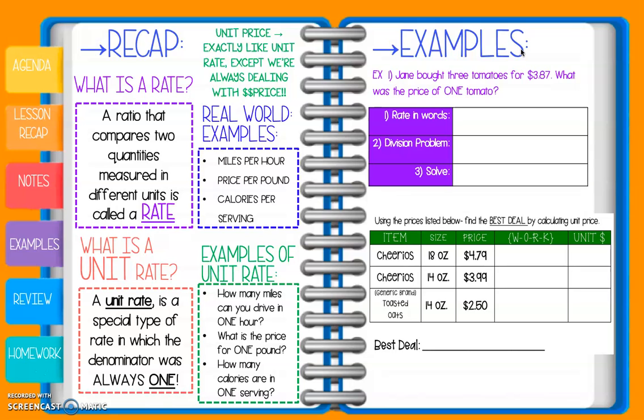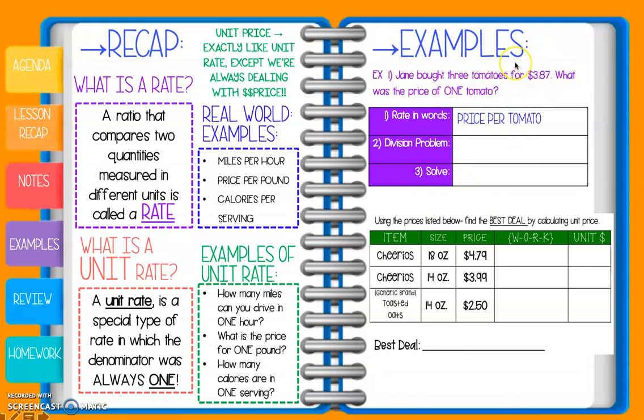So writing your rate in words is really easy. Price per pound, price per tomato, price per t-shirt, okay? So we're still going to use those same 3 steps that we used yesterday: write your rate in words, write your division problem, and then you can use your calculator to solve, okay? So our rate in words for this one is going to be our price per tomato, okay? Price per tomato. Then we're going to set up our division problem.